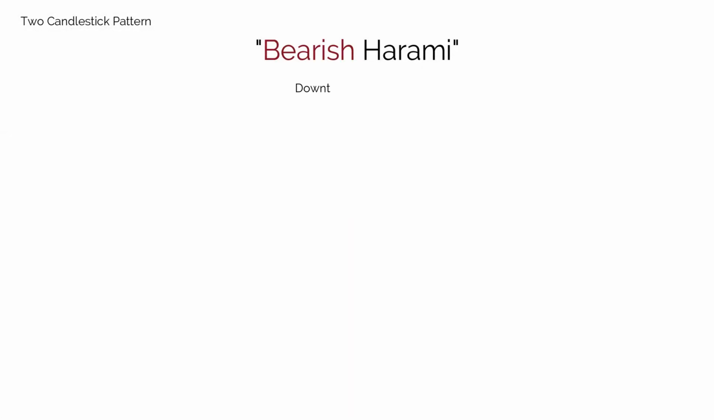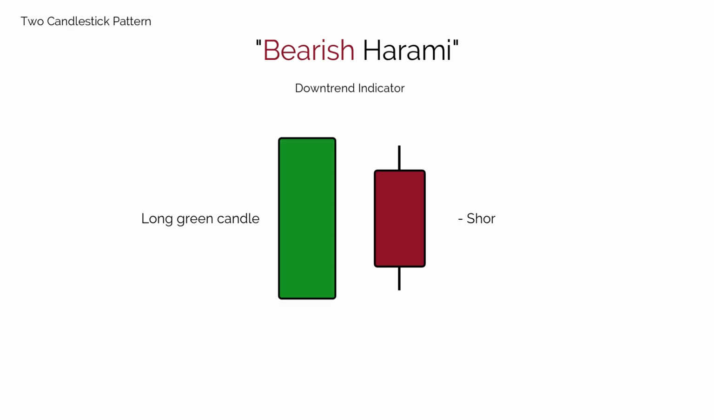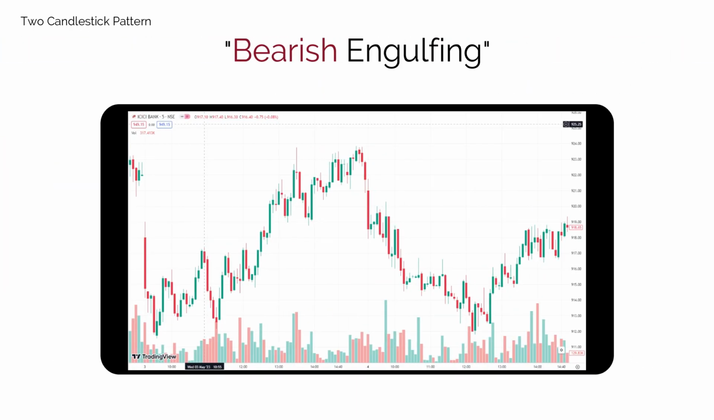Bearish harami pattern is a downtrend indicator. In a bearish harami, a long green candle is followed by a short red candle. Bearish harami forms at the top of the trend, leading to a trend reversal.